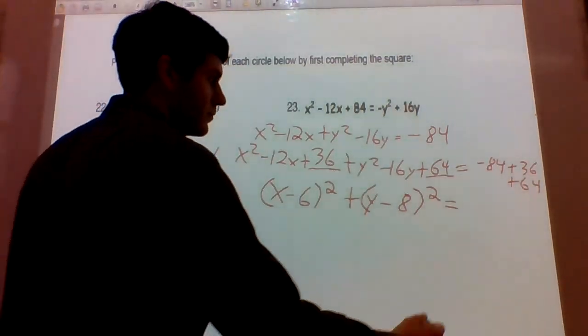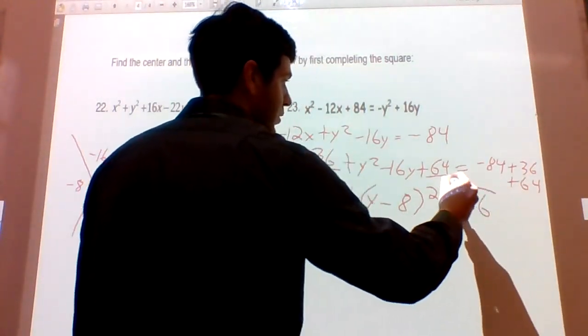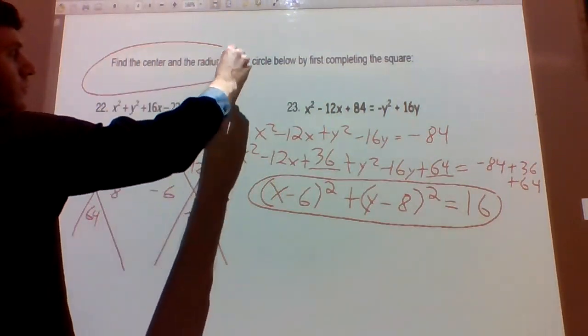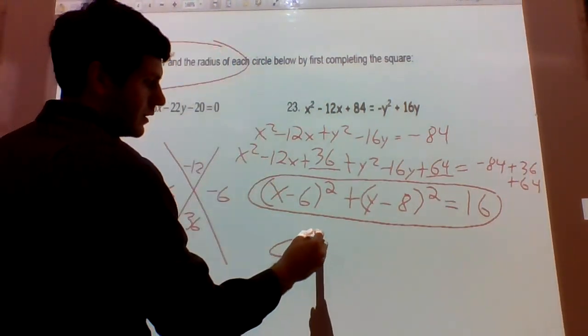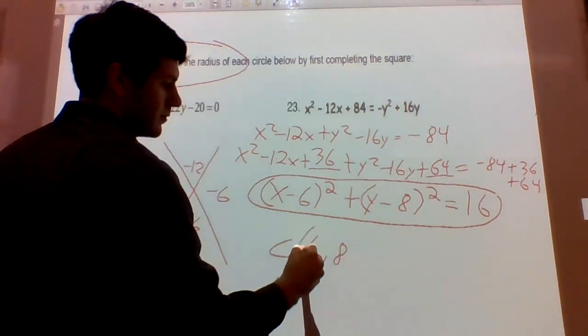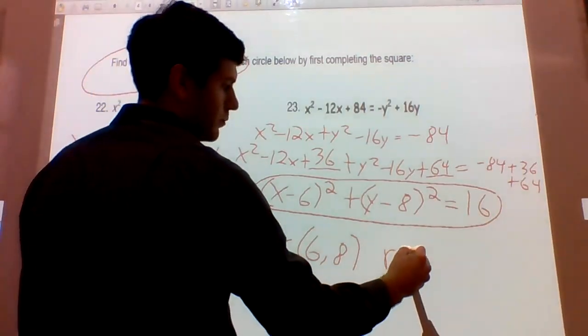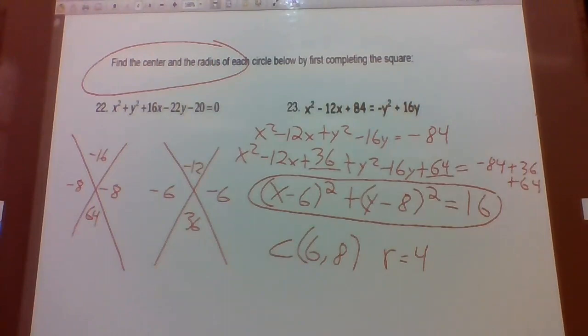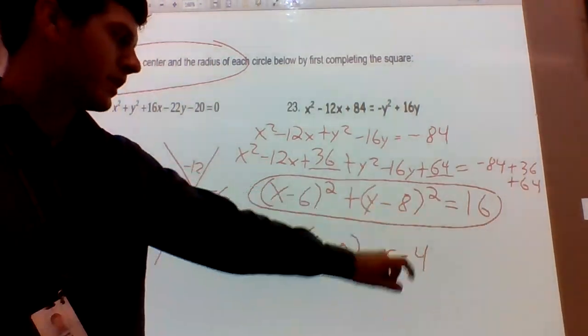So it's 16. The question is, what is the center of the circle and what is the radius? So the center of the circle is 6, 8. The radius is going to be 4. The square root of 16 is 4. H is 6. K is 8.